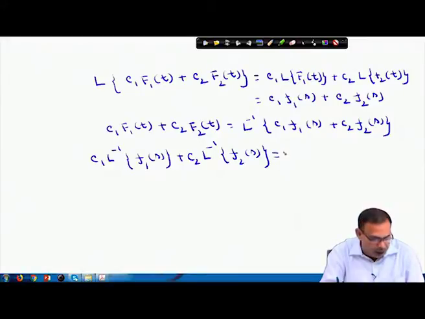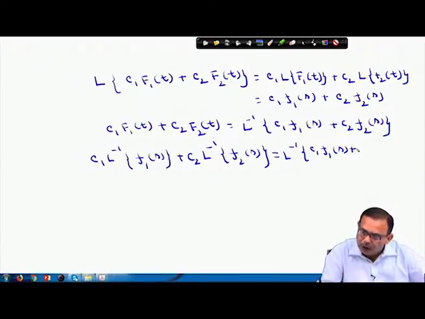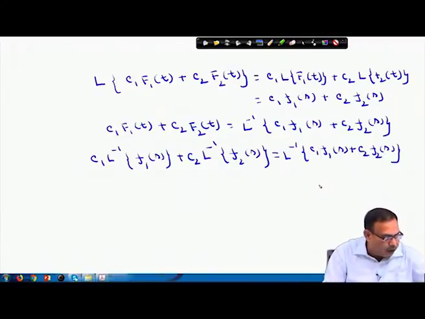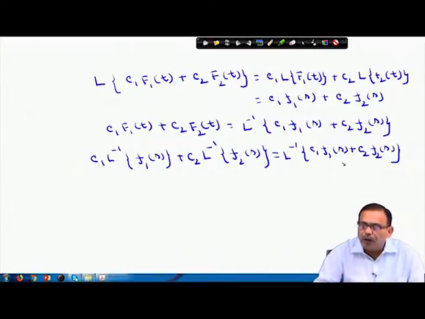This is equal to Laplace inverse of C1 F1(s) plus C2 F2(s). This we are writing over here. So, we are showing that Laplace inverse of C1 F1(s) plus C2 F2(s) is nothing but C1 Laplace inverse of F1(s) plus C2 Laplace inverse of F2(s), since f1(t) is nothing but the Laplace inverse of F1(s) and f2(t) is the Laplace inverse of F2(s), and therefore, this completes the proof of your theorem.